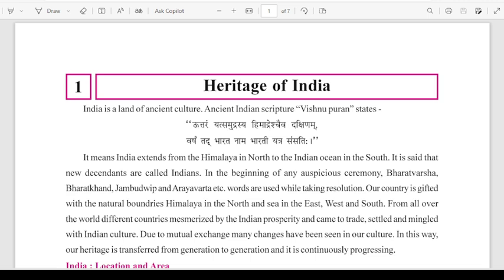south. From all over the world, different countries, mesmerized by Indian prosperity, came to trade, settled, and mingled with Indian culture. Due to mutual exchange, many changes have been seen in our culture. In this way, our heritage is transferred from generation to generation and it is continuously progressing.